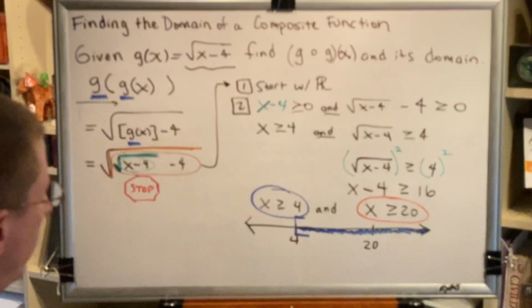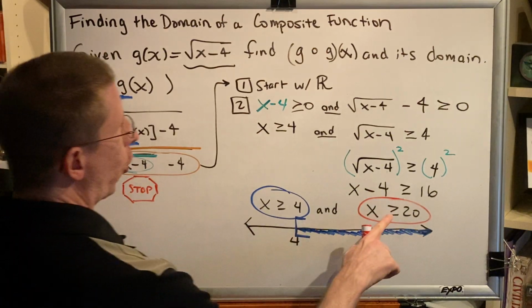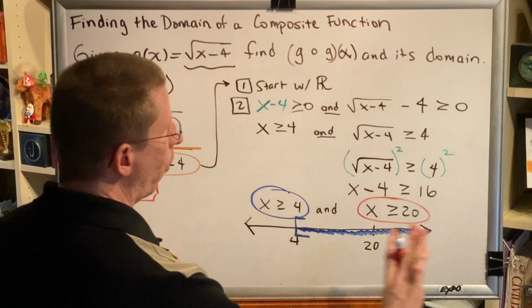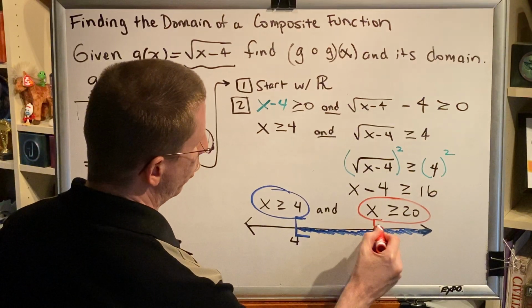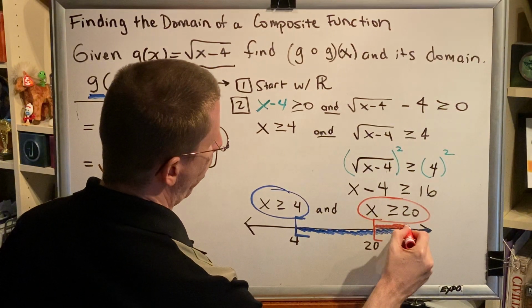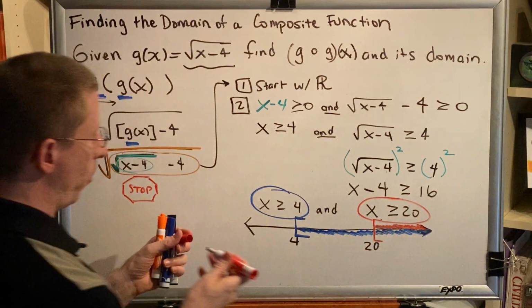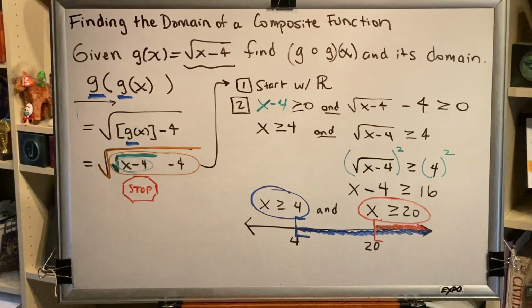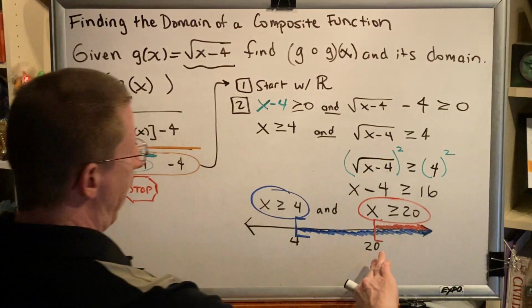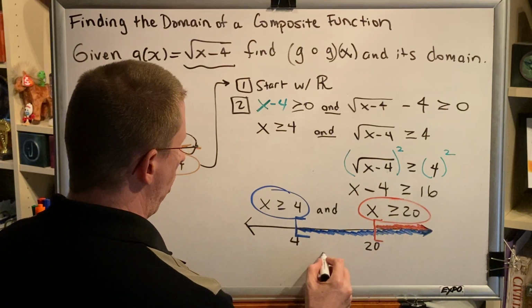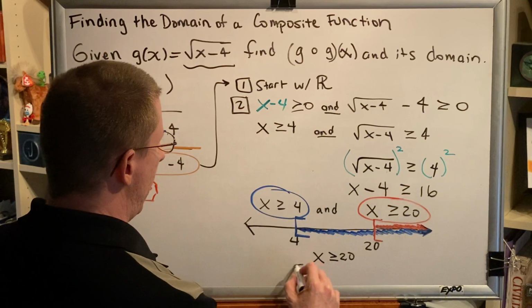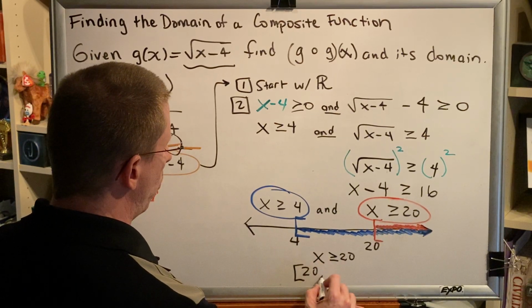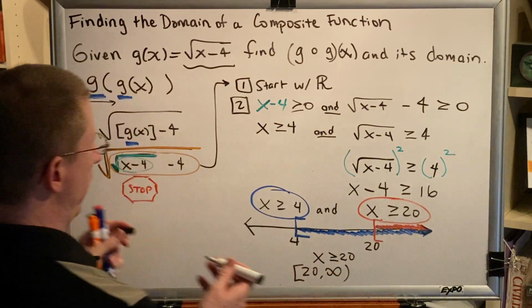Now to the 20. Very similar idea. Greater than means to the right, and because it says or equal to, we use a bracket, and we shade to the right. Now, what part of our number line has both red and blue at the same time? Well, that would be 20 and up. So that means that x has to be greater than or equal to 20. And as an interval, that would be bracket 20, comma, infinity.